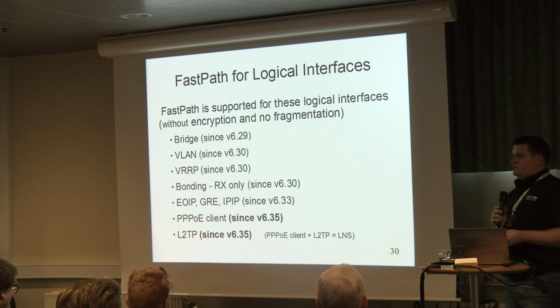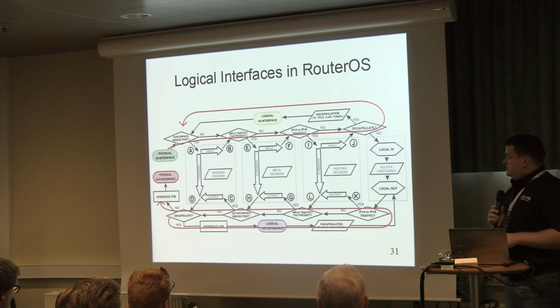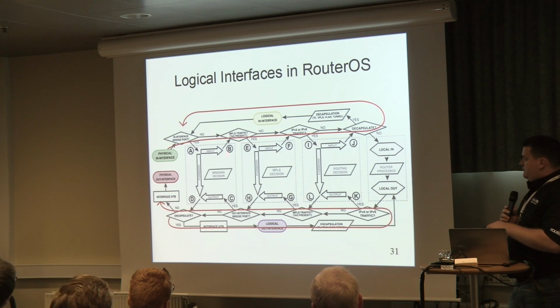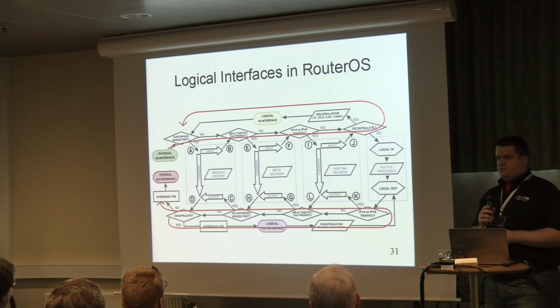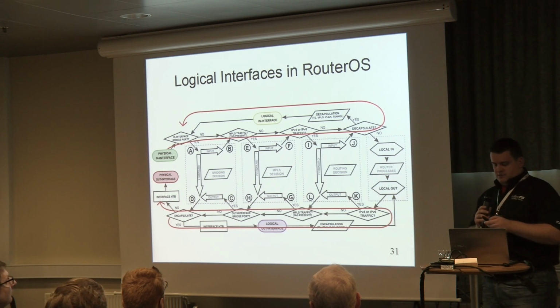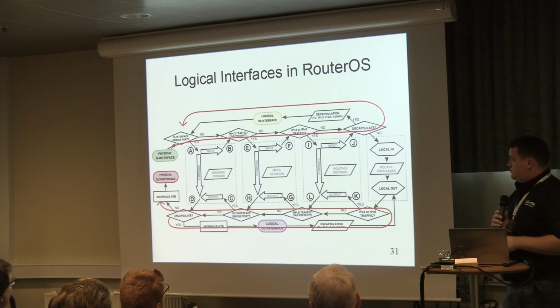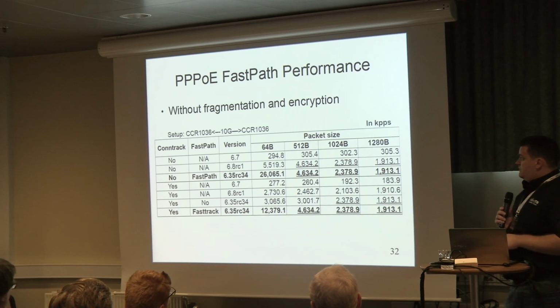Because as soon as a fragment arrives, it will go slow path anyway. So basically what we did: if previously we had FastPath in this diagram movement, now you can have FastPath also in this diagram with encapsulation and decapsulation. So basically now the whole diagram can be configured so that it is in FastPath mode. So let's again talk about performance.